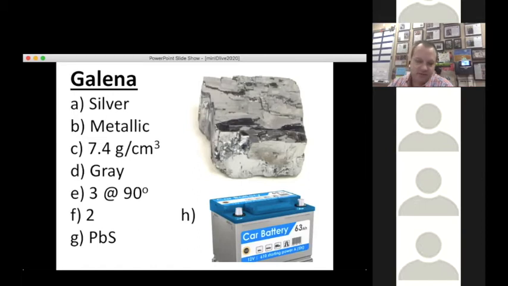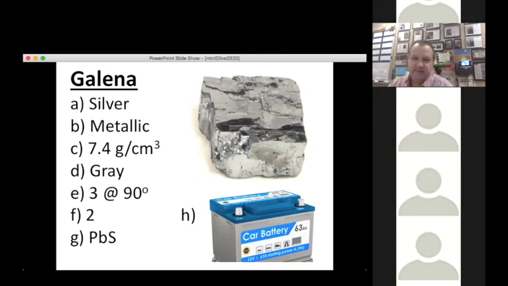It does have a streak. If I color it on a streak plate, I get a gray powder that is left behind. It is cubes, so it's also 3 cleavage and 90-degree angles. But it is soft. Lead is soft. We can bend it and twist it and scratch it. It only has a hardness of 2, letter F.